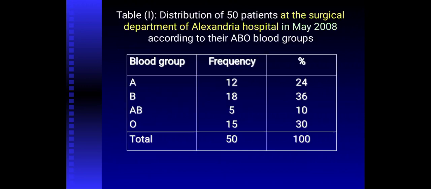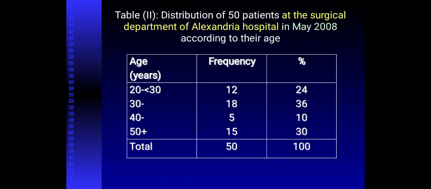Next one is the distribution of 50 patients at the surgical department of Alexandria Hospital in May 2008, according to the ABO blood groups. The blood group of a person is represented in the tabular column. So it is an example for numerical presentation. Next one is also an example for numerical presentation.